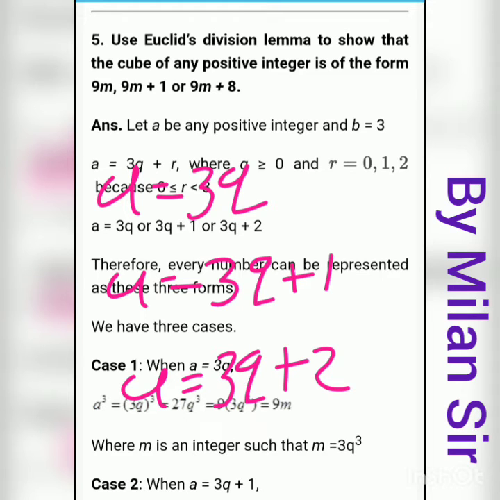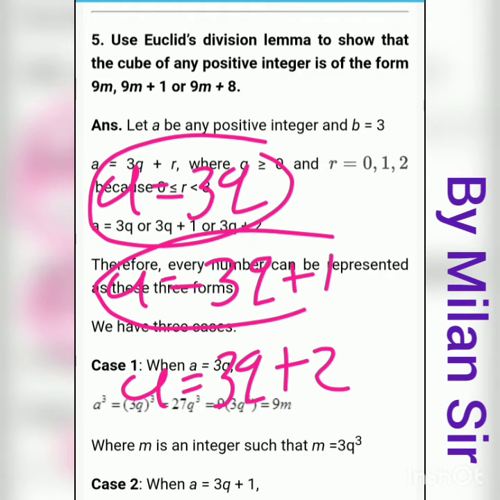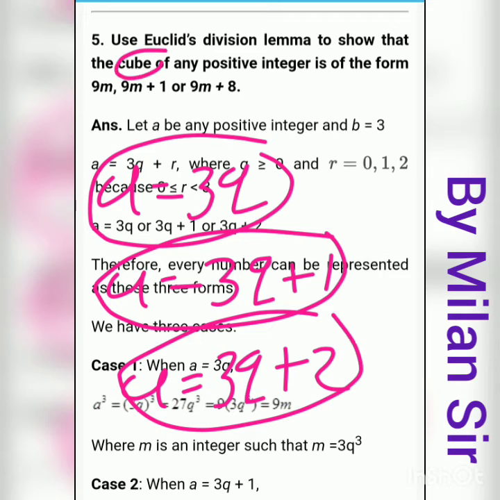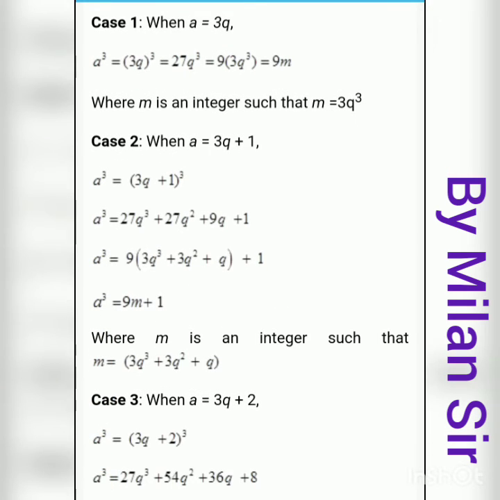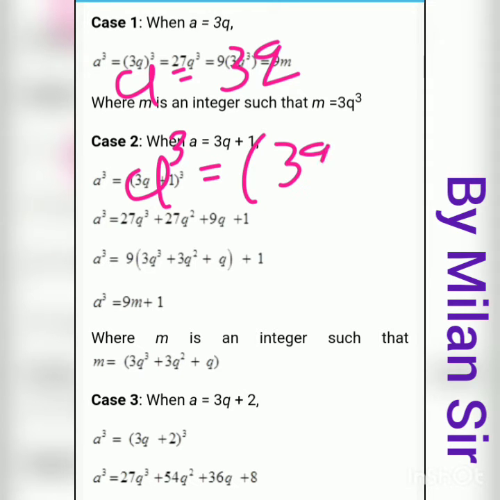Now we need to prove this question for these 3 possibilities, and here we need to prove it for the cube, so we need to take the cube on both sides. And we need to convert our answer into 9m, 9m plus 1 or 9m plus 8. First of all just take the first possibility, a is equal to 3q. We need to take a cube on both sides. So a cube is equal to 3q all cube.